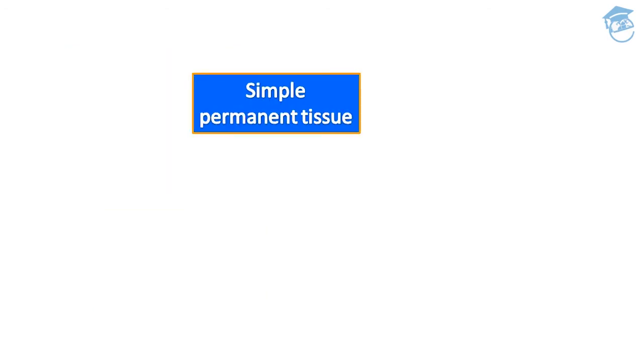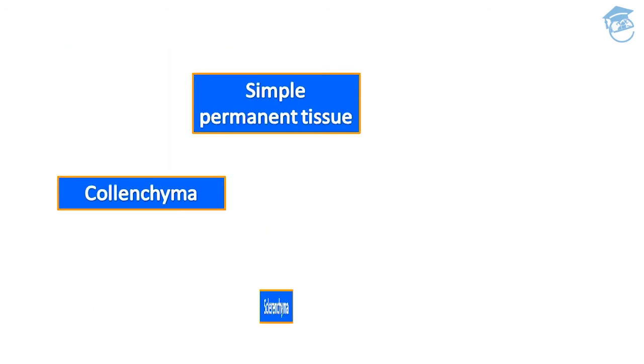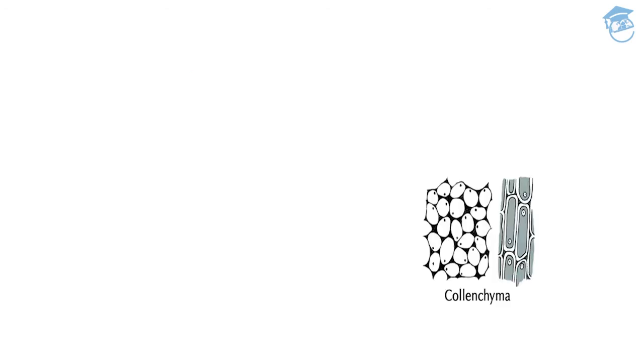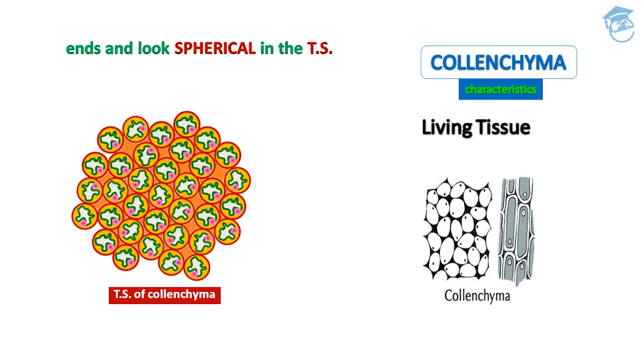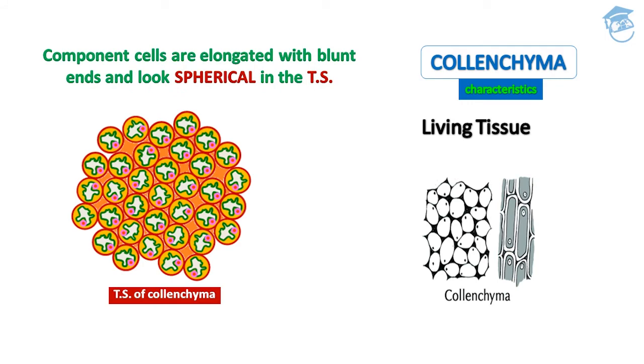Now we'll talk about the simple permanent tissues, that is collenchyma in detail and sclerenchyma in detail. Okay, so first we'll talk about collenchyma. This is the transverse section of collenchyma. It is living tissue. Its component cells are elongated with blunt ends, and they look spherical in the transverse section. TS is transverse section. As you can see, they look spherical, and they are elongated but with blunt ends. Okay, like this. See, it is a blunt end, and they are elongated.